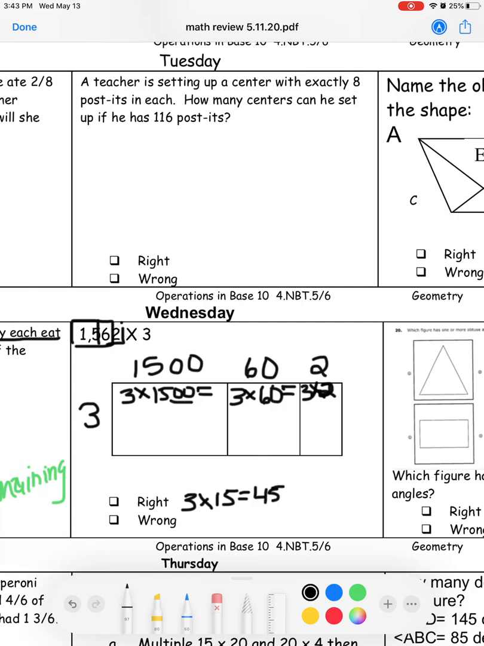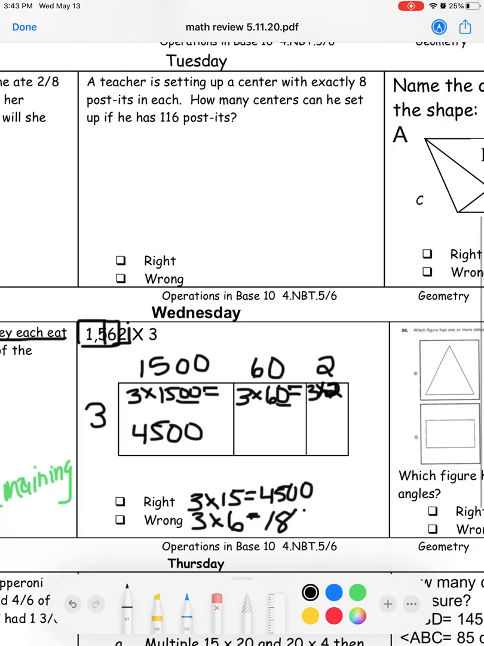But I can't forget about those extra zeros, right? Remember our base 10, guys. We've got to add back those double zeros. So now this box is equivalent to 4,500. For 3 times 60, I know I could multiply 3 times 6 and just add back that extra 0. 3 times 6 gives me 18, and I want to add back that last 0 from 60. So I get 180.